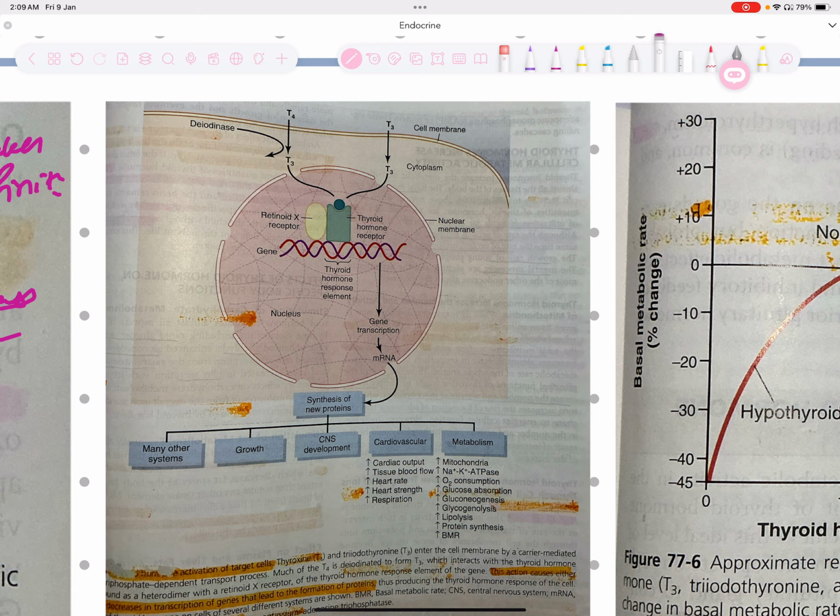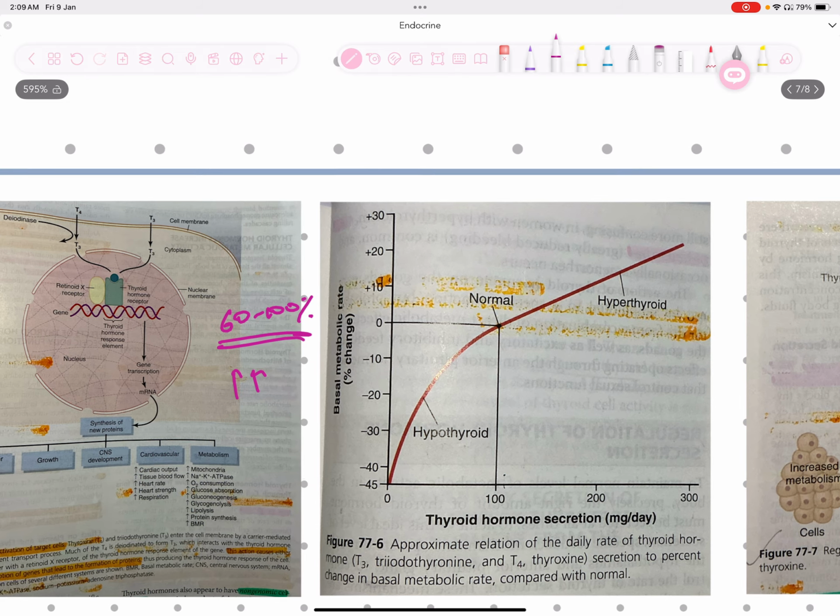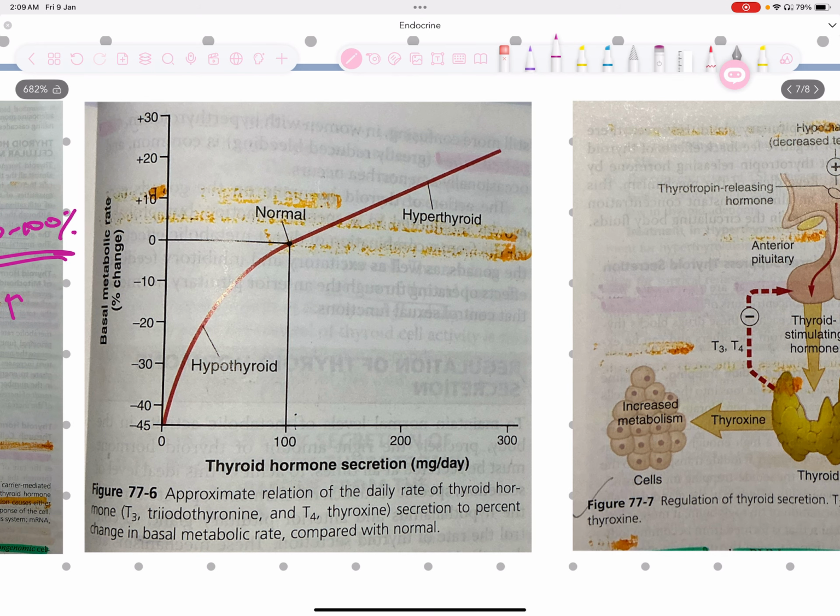And thyroid hormones increase cellular metabolic rate by at least 60 to 100%. So that's a very drastic increase in the basal metabolic rate. So at least 60 to 100% of the metabolic rate gets increased by thyroid hormone secretion.